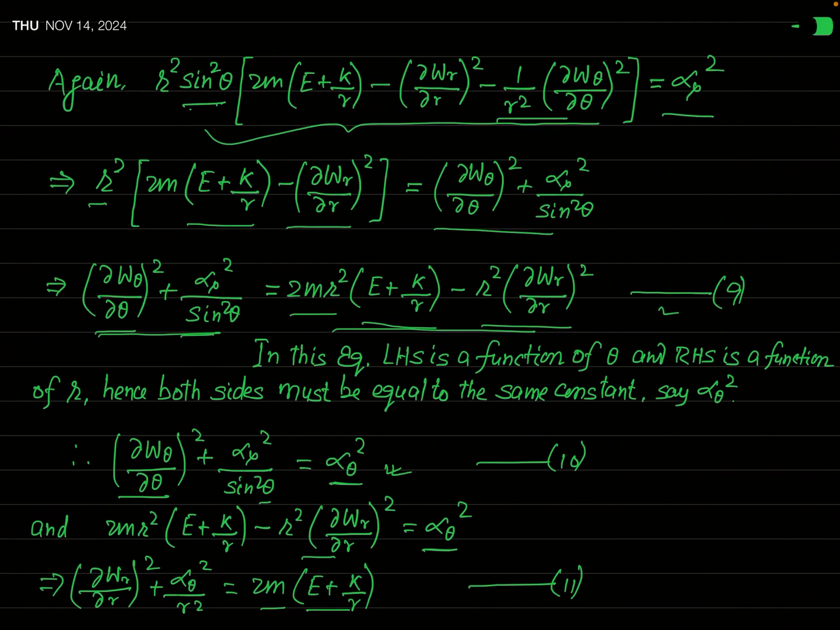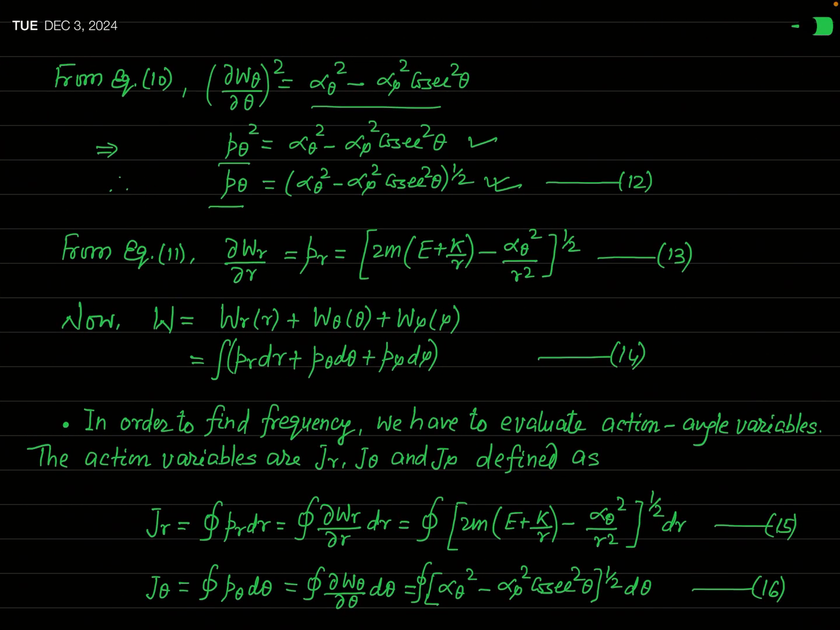Again see this equation 11 and find the value of ∂Wr/∂r from here. You can see this ∂Wr/∂r is equal to what? This is equal to pr, you have seen earlier, and that will be equal to a square root of this much.